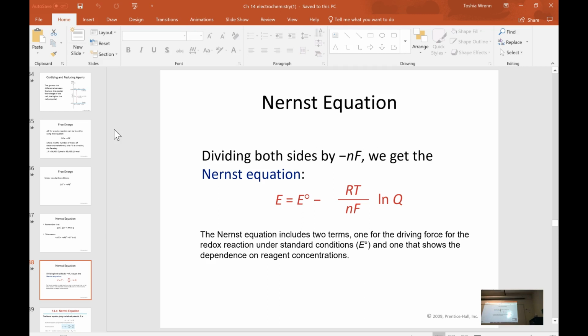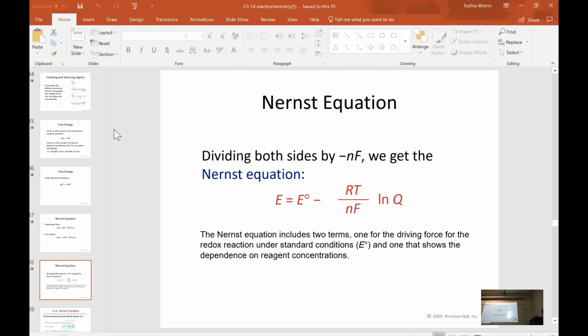And there are 2 terms involved in this. So the first term relates the cell potential to the standard cell potential. The second term relates it to that reaction quotient.